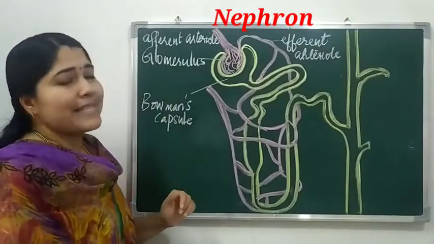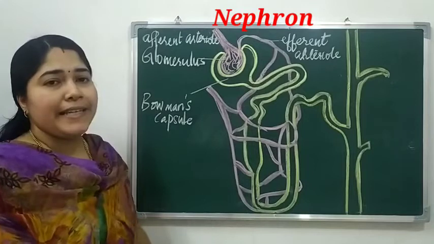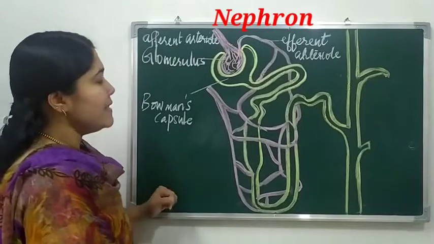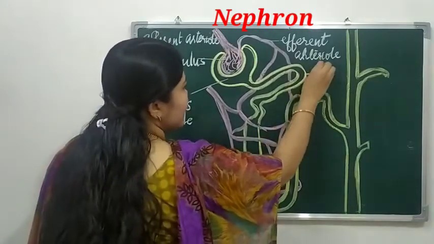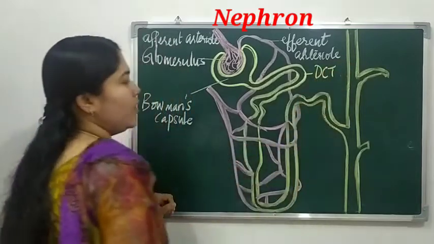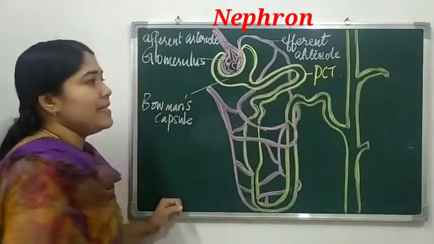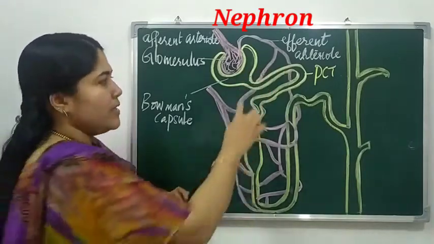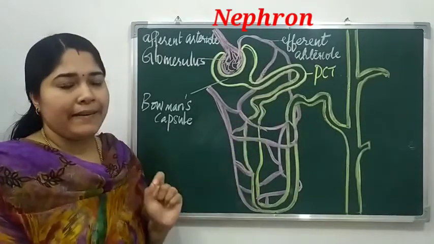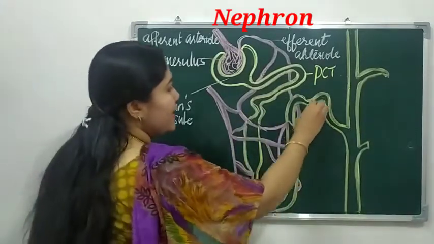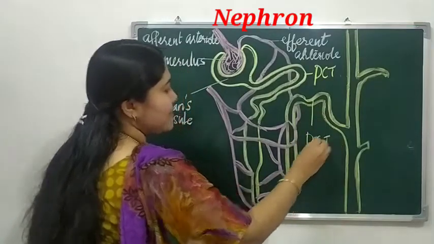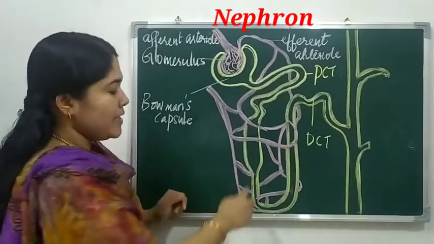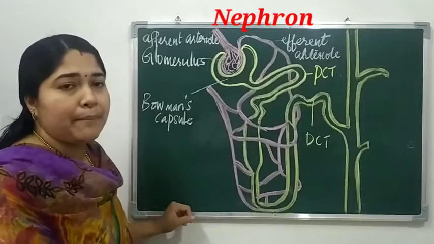This Bowman's capsule leads into an elongated tube-like structure called the renal tubule, and the renal tubule has different parts. This is called the PCT, that is proximal convoluted tubule. Convoluted means coiled. And this part is called the DCT, that is the distal convoluted tubule. And you can see here a U-shaped or hairpin-like structure.